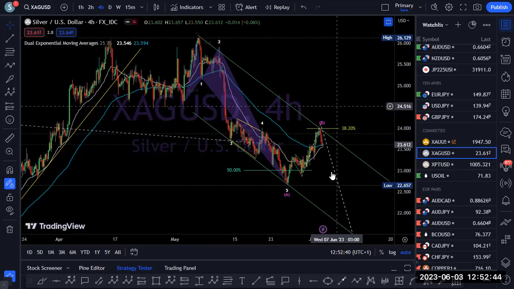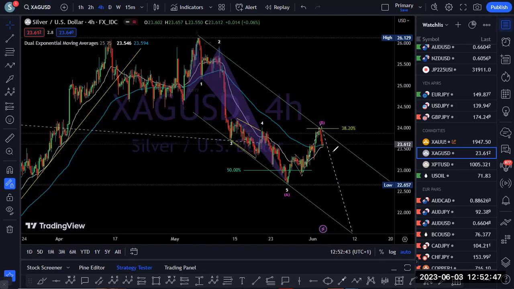Unless, let me just tell you another possibility. It can do this and do this before it drops, which means it makes W, X, Y before selling. But if gold doesn't drop, I don't think silver will drop. Sorry, if gold doesn't buy, I don't think silver will buy. So I'm not expecting this, but if it happens, know that it is possible, and the chance is maybe 10%.